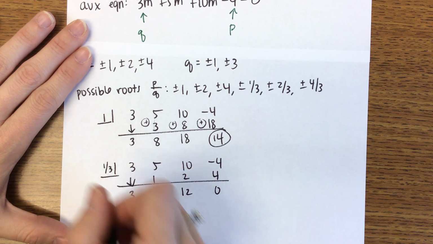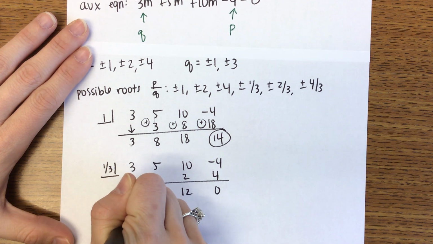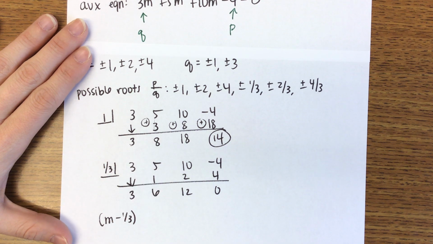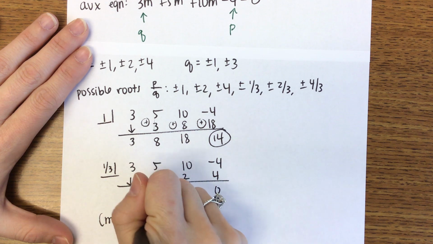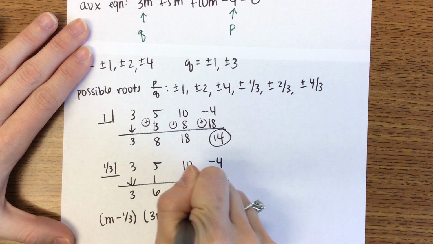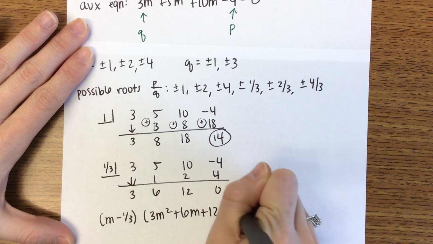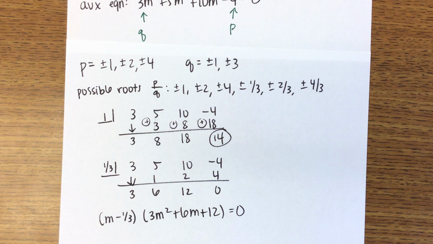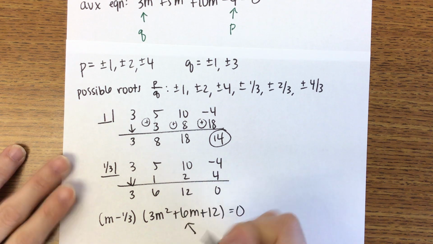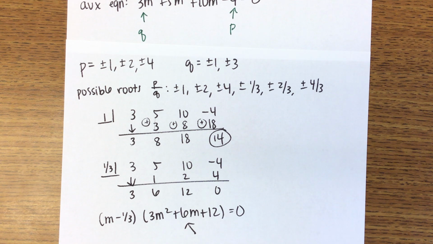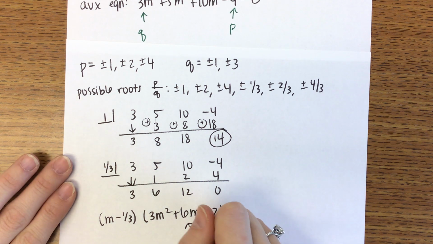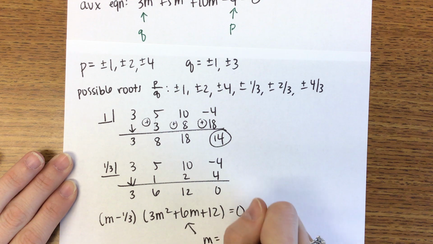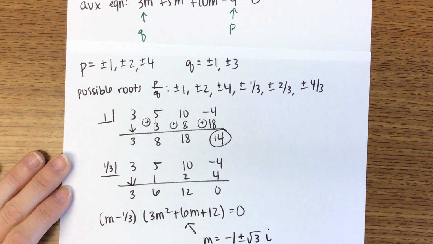Okay, so what that leaves us with, m minus 1/3 is one of the roots. And then we have 3m squared plus 6m plus 12. That second one you can try to factor. I'm going to tell you it doesn't factor, so you're going to use the quadratic formula. Are you okay if I just tell you what it ends up being? Okay. It ends up being -1 plus or minus root 3 i.